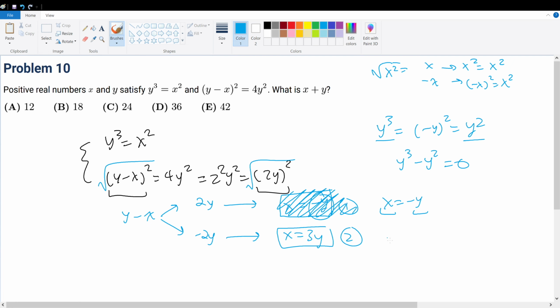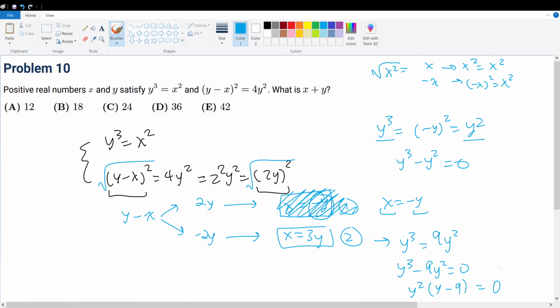If x is equal to 3y, that means y to the third is equal to 9y squared. We do not divide by y squared, because if we divide by y squared, we get rid of solutions. We don't want to eliminate solutions. So we rather subtract it. Y to the third minus 9y squared is equal to 0. Factor out the y squared. Y squared times y minus 9 is the same thing as 0.